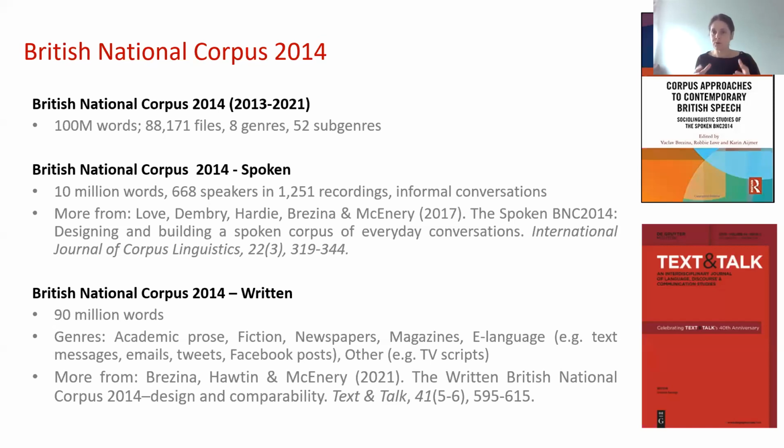The second major component of BNC 2014 is the written component. It contains 90 million words from different genres, the genres that we typically may include in large general corpora, such as academic prose, fiction, newspapers, magazines. But there's also the genre of e-language, which I think is very interesting for us today, because it has not been included in some of the older corpora. And this genre further contains the subgenres of, for example, text messages, emails, tweets, Facebook posts.